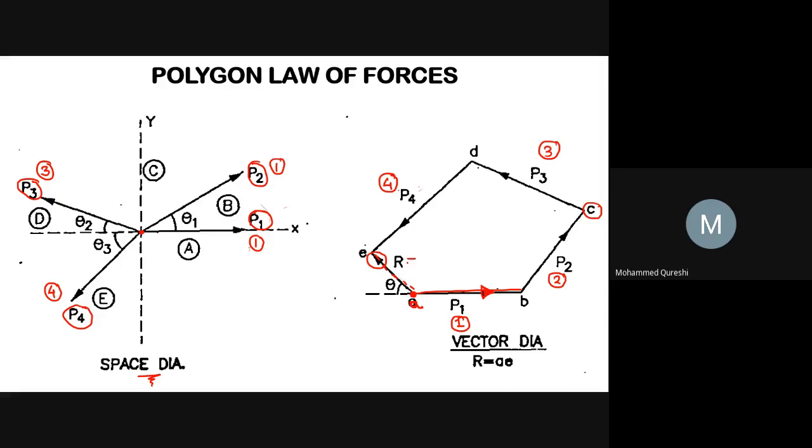This AE line will give you the magnitude of the resultant force, and here your theta will be the angle of the resultant. So this is your polygon law of forces. What does it state? It states that if a number of forces acting at a point be represented in magnitude and direction by the sides of a polygon taken in order, then the resultant of all these forces may be represented in magnitude and direction by the closing side of the polygon taken in opposite order.